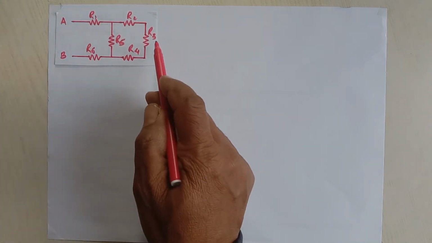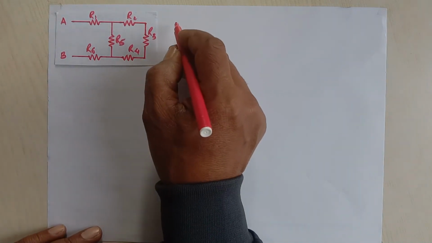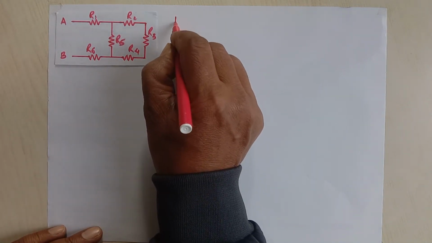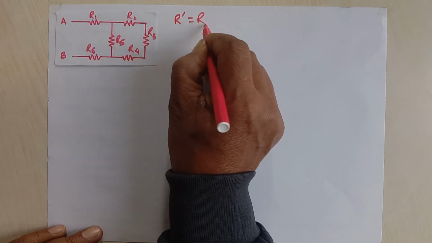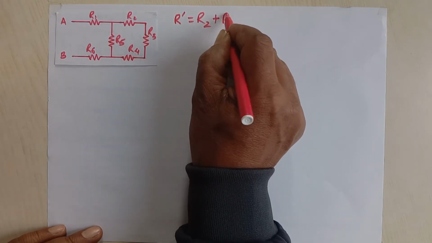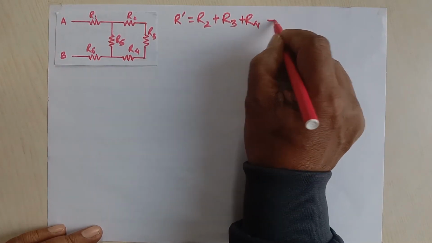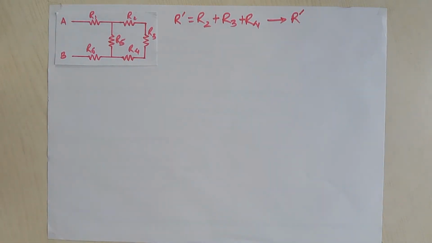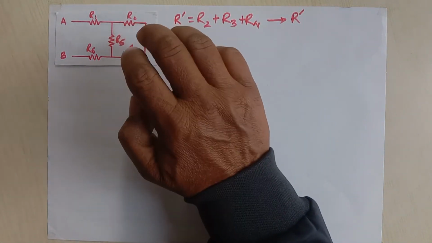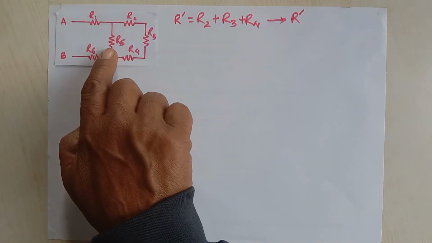Here R2, R3 and R4 are in series. This can be understood very easily. In series combination, what happens? We can say R dash is equal to R2 plus R3 plus R4. Thus we can calculate R dash. Now, once R dash is calculated, this R dash is in parallel with R5.